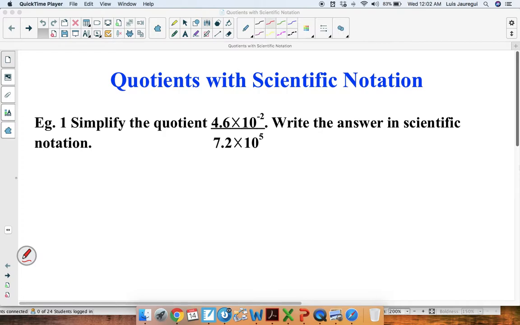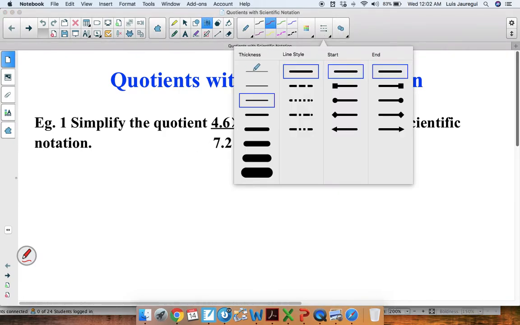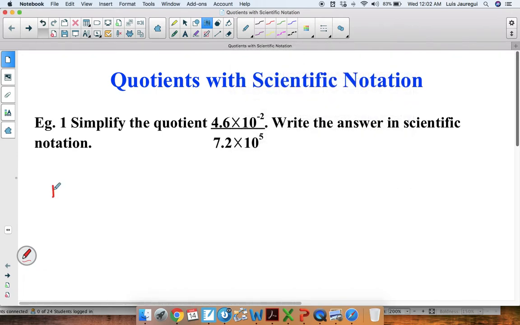Well, first things first, let's recall what it means for a number to be written in scientific notation. Any number is written in scientific notation if it's in the form n times 10 to the a, where n is a number between 1 and 10, 10 being excluded, and a is an integer.